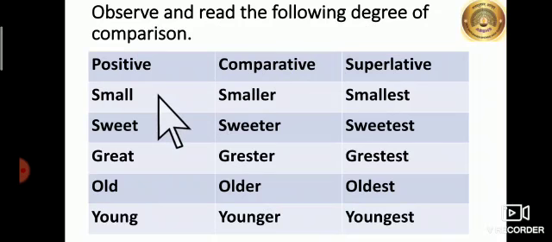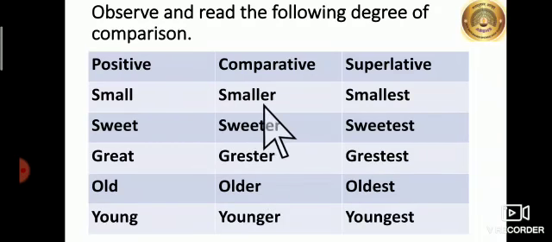Students, I request you to kindly pay attention and read after me. There are 3 degrees here: positive, comparative and superlative. Now here are the examples. Positive would be small, comparative would be smaller and superlative would be smallest. Same with another one: sweet, sweeter, sweetest. Can you see the difference?